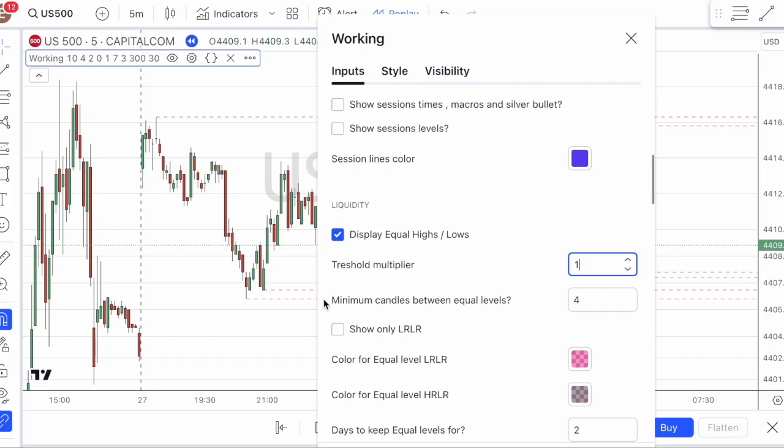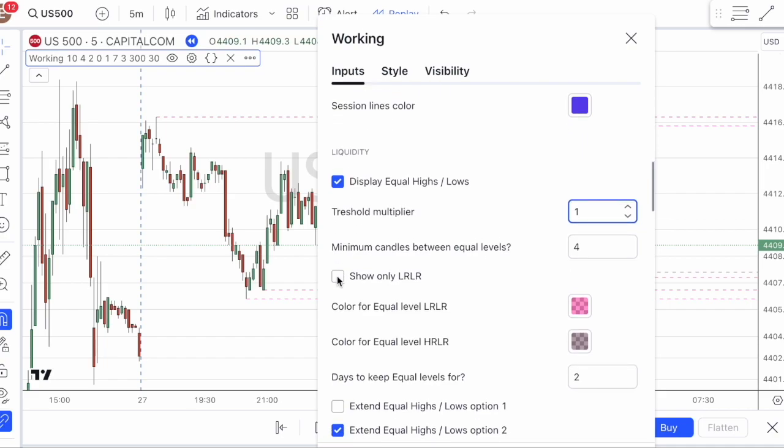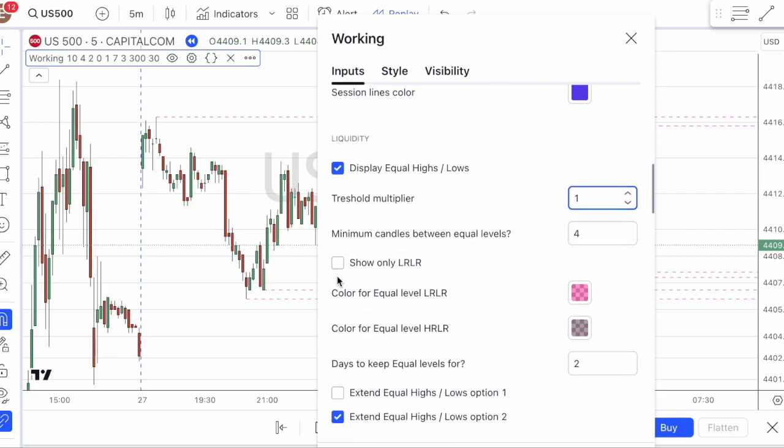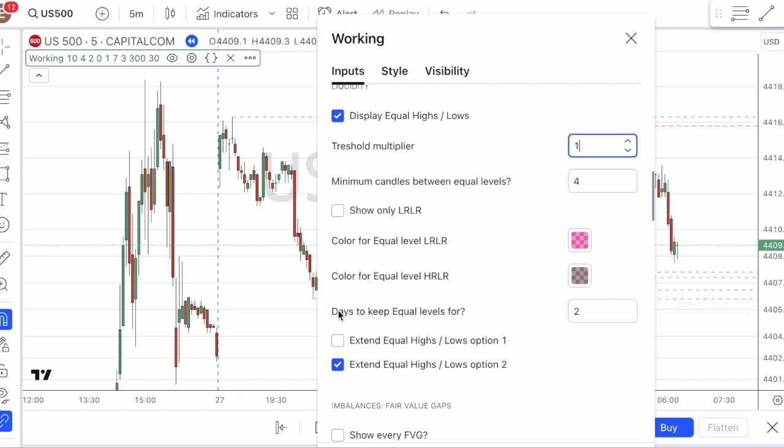Option B allows us to filter the equal levels through the minimum number of candles between each swing point. Option C allows us to display only low resistance liquidity runs. Option D allows us to change the color of each line. Option E allows us to reduce the amount of previous days we look for equal levels. This is very handy in trending weeks, where the chart can really get cluttered up.